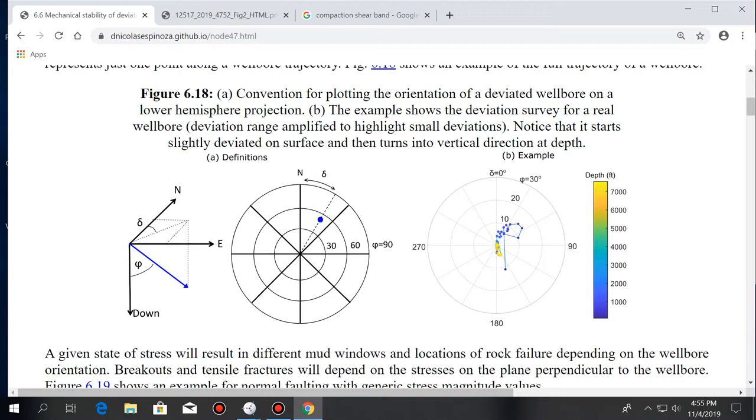90 degrees. So basically, for any orientation, we can plot that into this stereonet projection with the dot, where the dot tells you in which direction the well is going. This one, for example, is let's say 30 degrees from the north towards the east, and what is the inclination? In this case, this wellbore is deviated about 50 degrees from the vertical position. And here on the right, you have an example of a deviation survey as a function of depth.